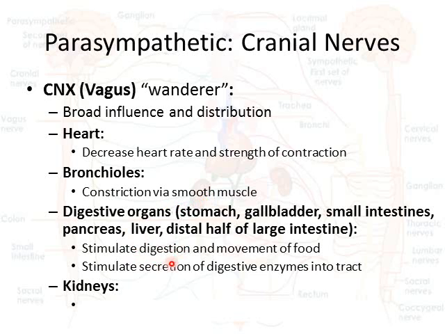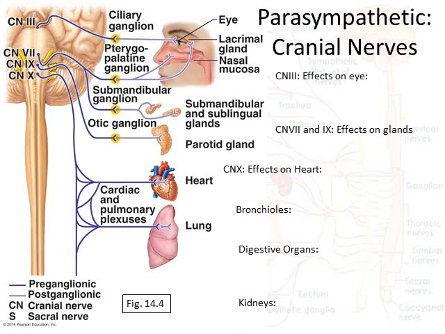And then the digestive organs, all of those listed here. The vagus nerve stimulates digestion and movement of food, as well as stimulating secretion of digestive enzymes into the GI tract. And then with the kidneys, this is going to stimulate increased urine production. So these are all kind of housekeeping functions of the body.